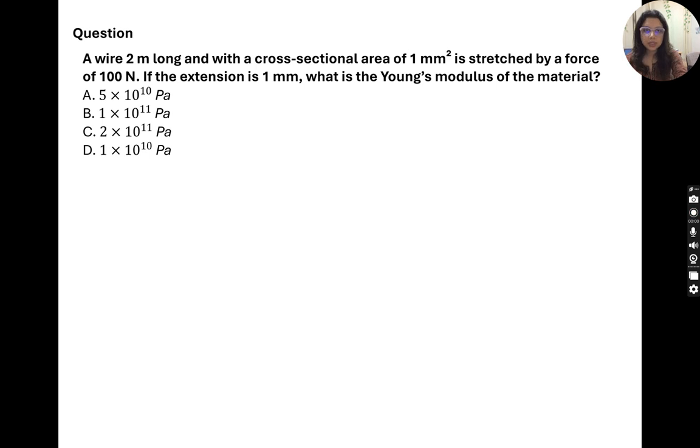Okay, so I'm just writing the formula here. So this Young's modulus, we can denote by Y or by E itself. It can be calculated as the stress over strain.